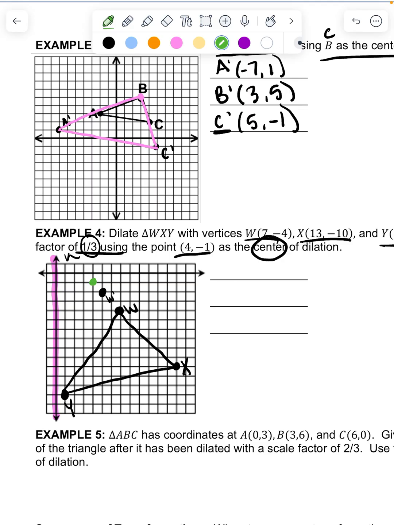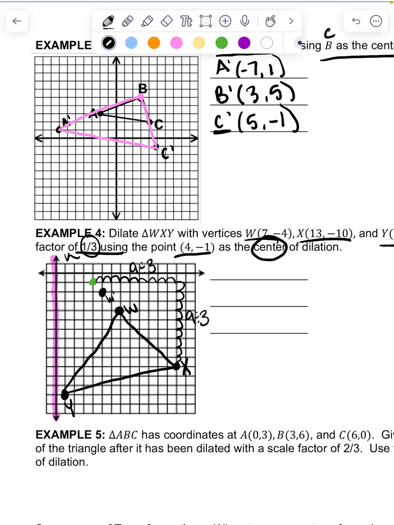Okay, we're going to do the same thing with X. So to get to X, we go 1, 2, 3, 4, 5, 6, 7, 8, 9. So we go right 9. And when you go down, 1, 2, 3, 4, 5, 6, 7, 8, 9. Cool. So we went right 9 and down 9. All right. Again, we are shrinking by a factor of 1/3. So I'm going to divide by 3. Okay, well, 9 divided by 3 is just 3. So for my new point, instead of going 9 and 9, I'm going to go 3 and 3.